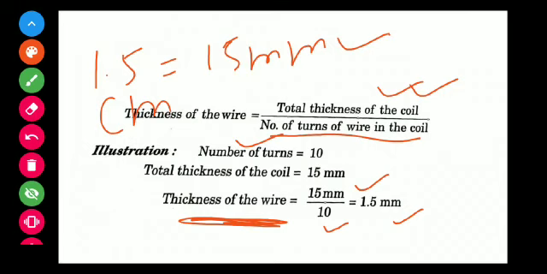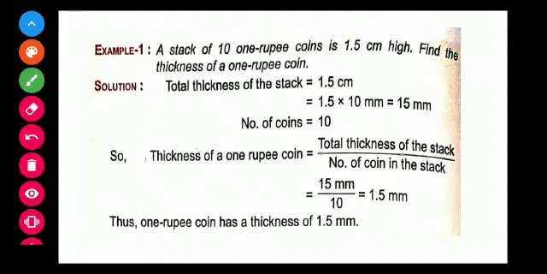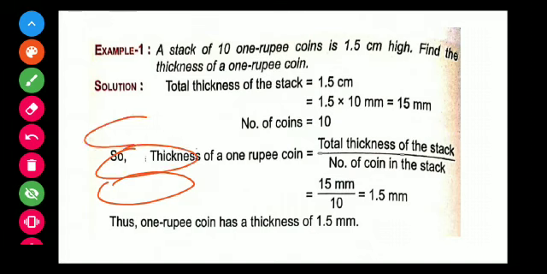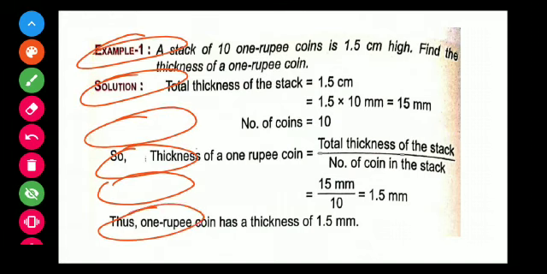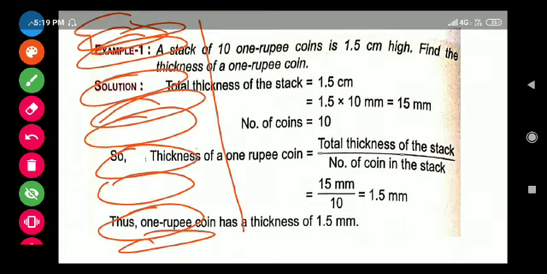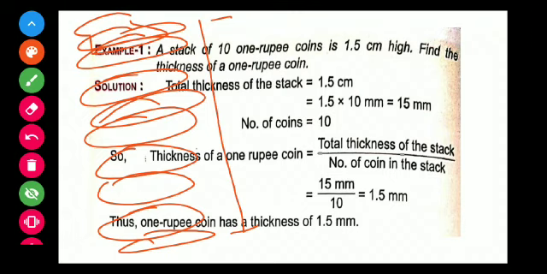This is the method to measure the thickness of wire, and in this lecture we measure the length of wire and length of coin with the help of the indirect method. There is an example: a stack of 10 one-rupee coins, which means there are 10 coins in the stack. The height of this stack of 10 coins is 1.5 centimeter.